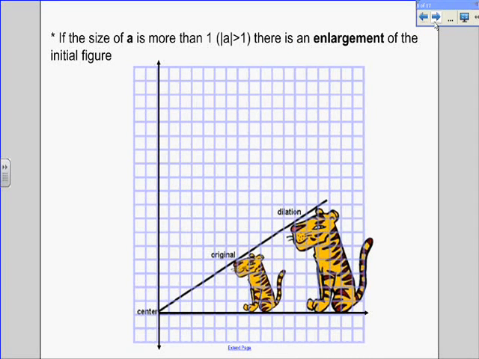If the size of a is more than 1, so if the absolute value of a is greater than 1, there's an enlargement of the initial figure, so it becomes bigger. We can see this here with this silly little picture of a tiger. The original shape is smaller, and our scale factor must be greater than 1 because we see that our image is larger.